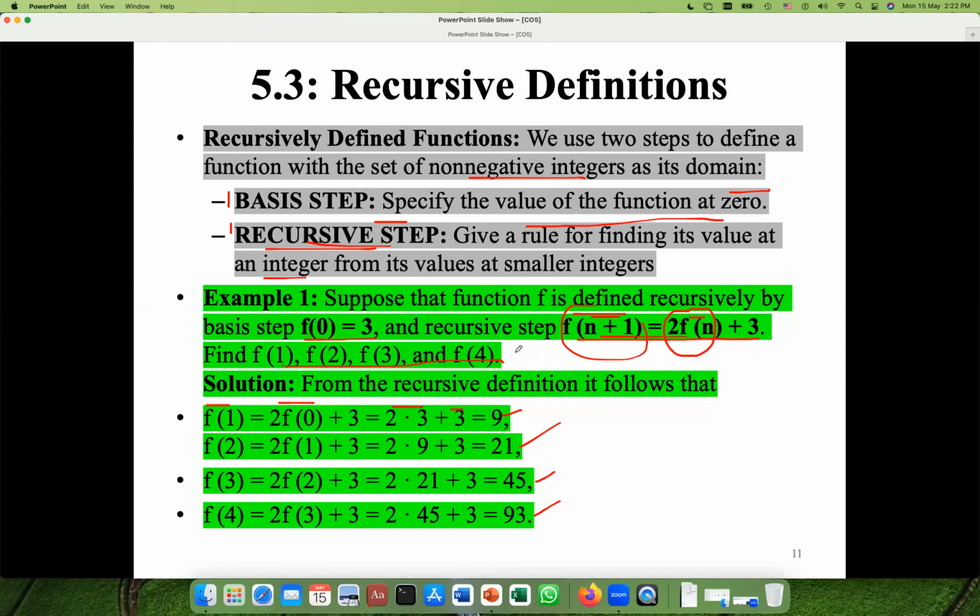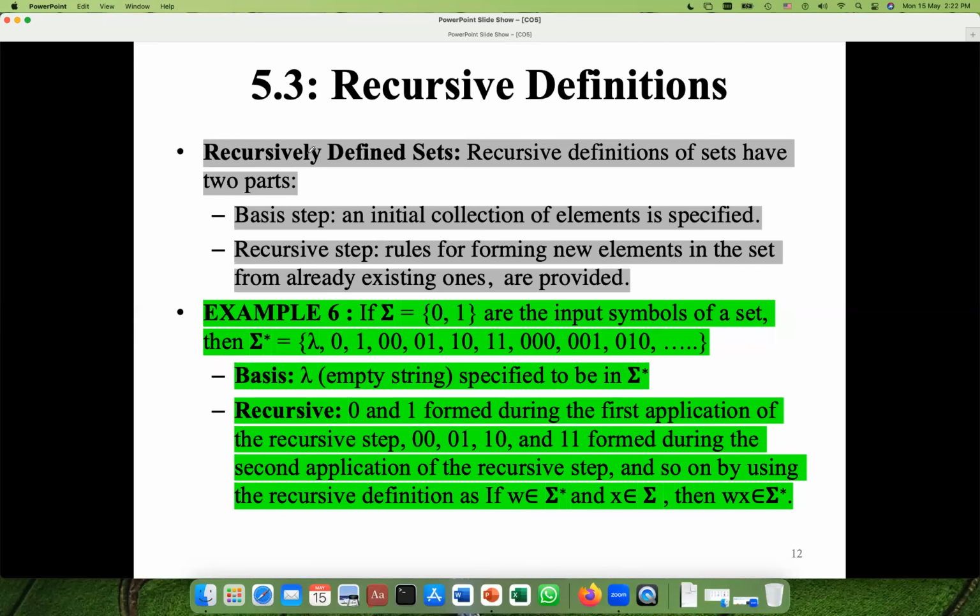Now, the third definition: recursively defined sets. Because this section 5.3 is about definitions, you cannot expect too many complicated things in this section. All things are just like definitions for this recursive behavior. So then we have the recursively defined sets.